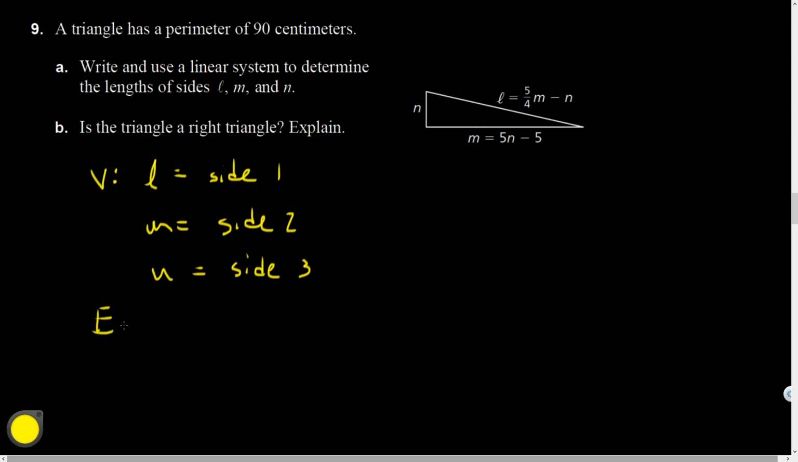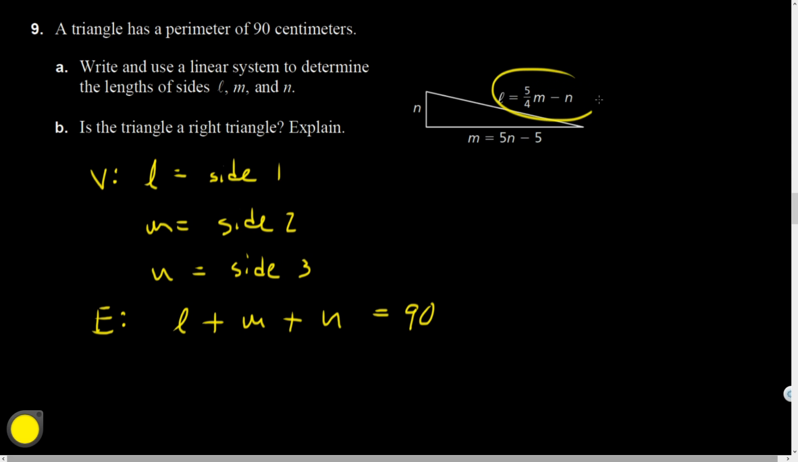And now when I write the equations, well, let's see what I've got. Oh, then they ask if it's a right triangle. They're not slow to read the problem here. Write and use a system to determine the lengths of the sides. Okay, all right. Well, the perimeter is 90, and the perimeter would be all 3 sides added together. And so I'm going to say L plus M plus N equals 90 is one fact using the perimeter.